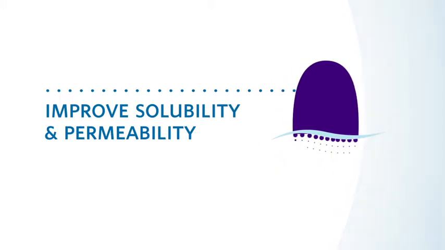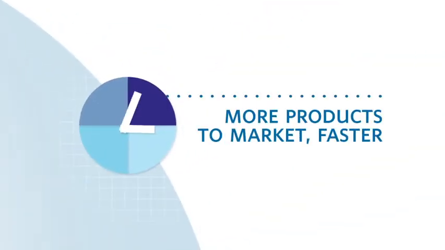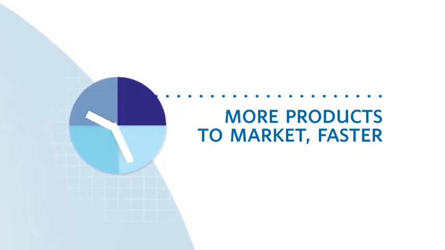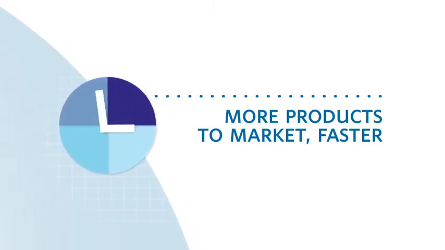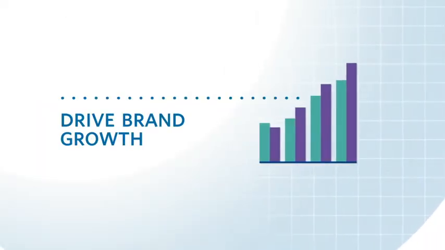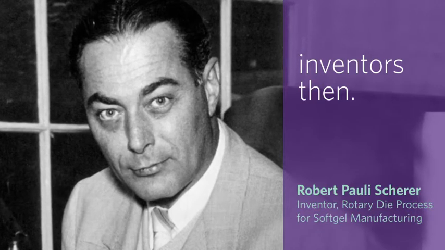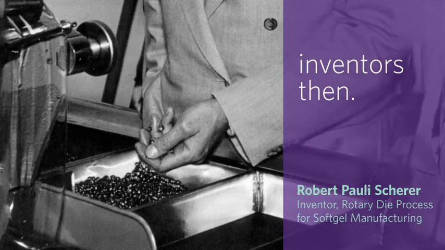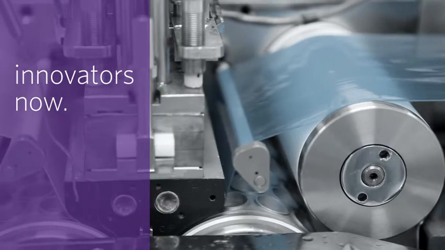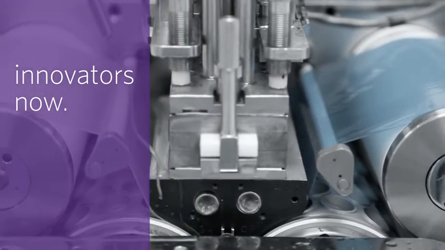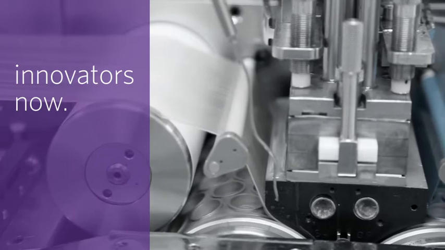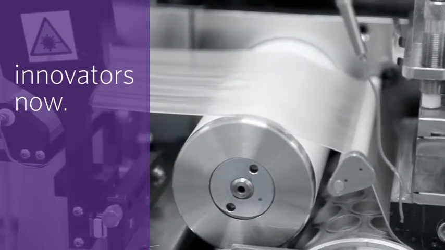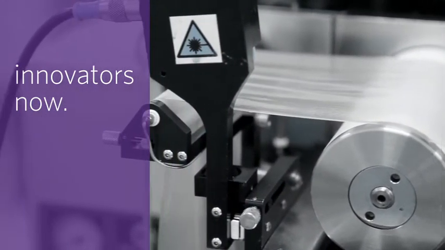For the consumer health market, our formulation expertise, rapid development processes, and broad product library can help you bring more products to market faster and drive brand growth. In 1933, RP Scherer's rotary die revolutionized softgel encapsulation. Today, with more than 75 years of unrivaled expertise, we lead the industry with cutting-edge drug delivery innovations, unique technologies, and unmatched global capacity. Catalent RP Scherer softgel is differentiated in three very distinct ways.